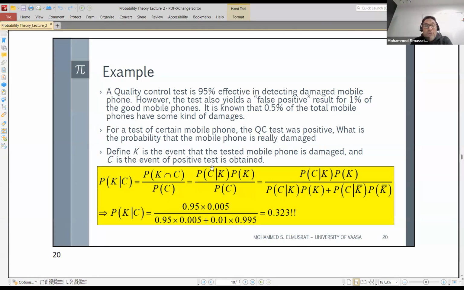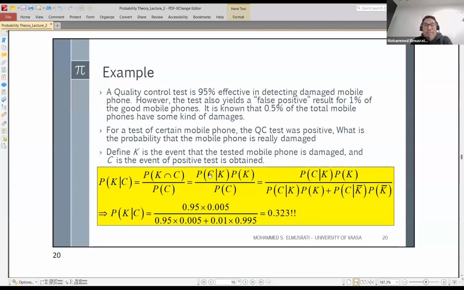So it is the probability of C given K, because here we have the probability of K given C, so I can swap them. The probability that we got a positive alarm given that the mobile is really damaged, times the probability that it is really damaged, divided by the probability of receiving a positive alarm. The probability that you receive a positive alarm, by the law of total probability again, equals the probability of a positive alarm given the mobile is damaged times the probability that the mobile is damaged, like the above, plus the probability of a positive alarm given that the mobile is not damaged times the probability that the mobile is not damaged.